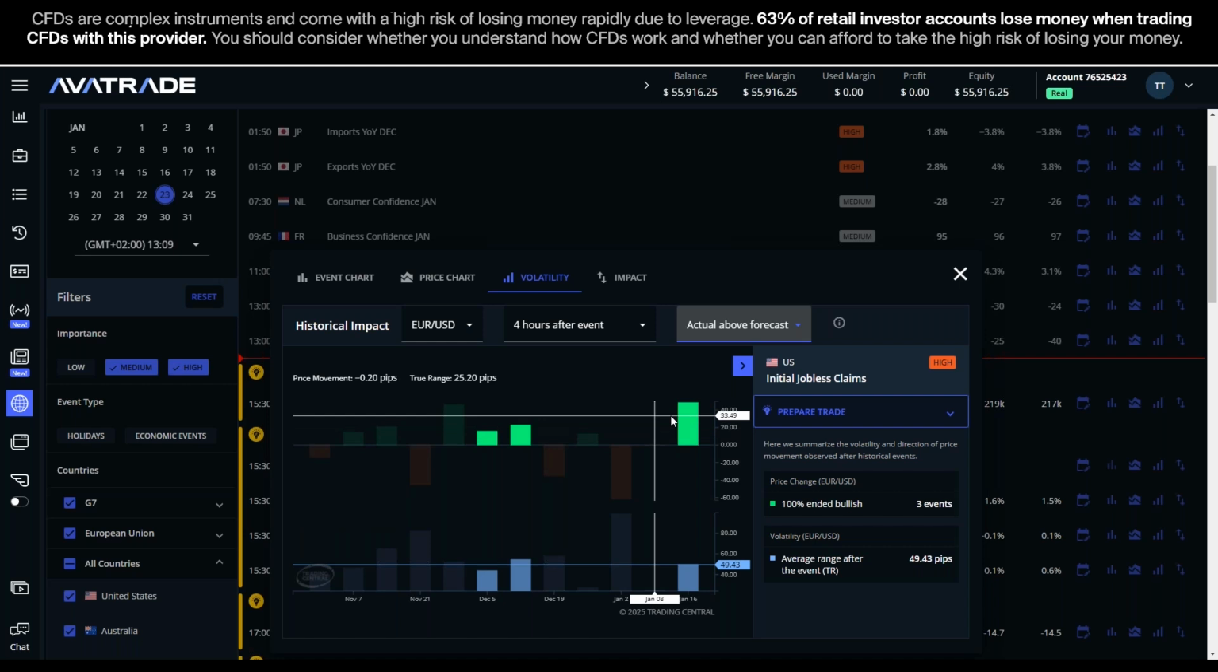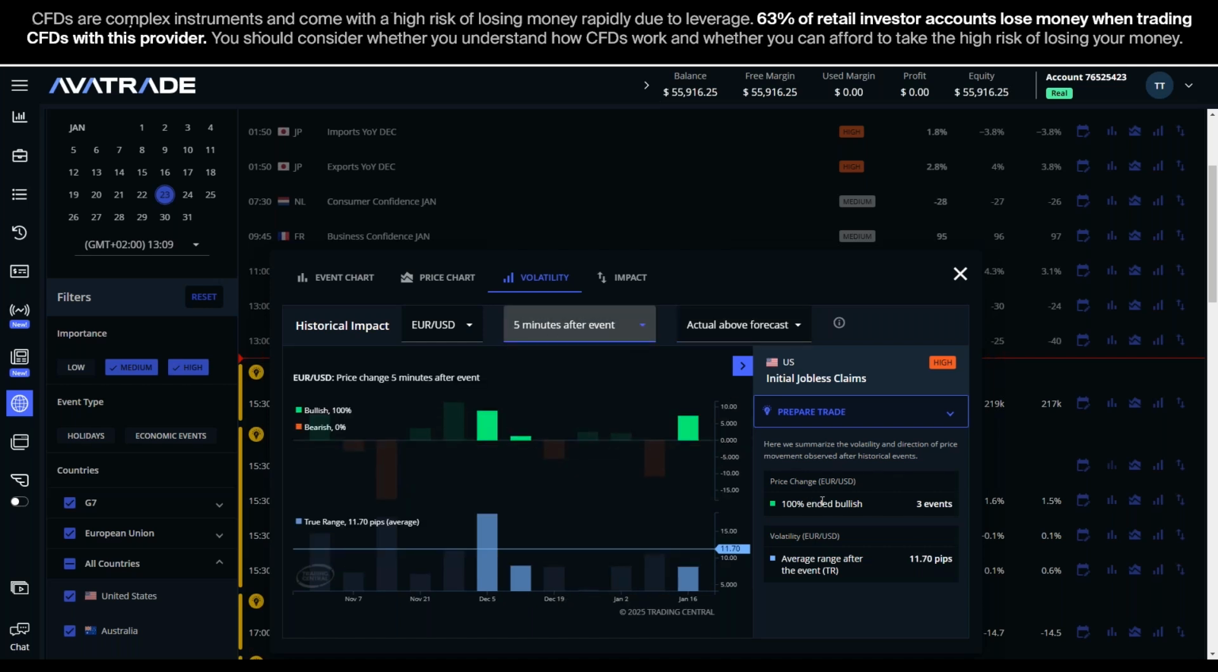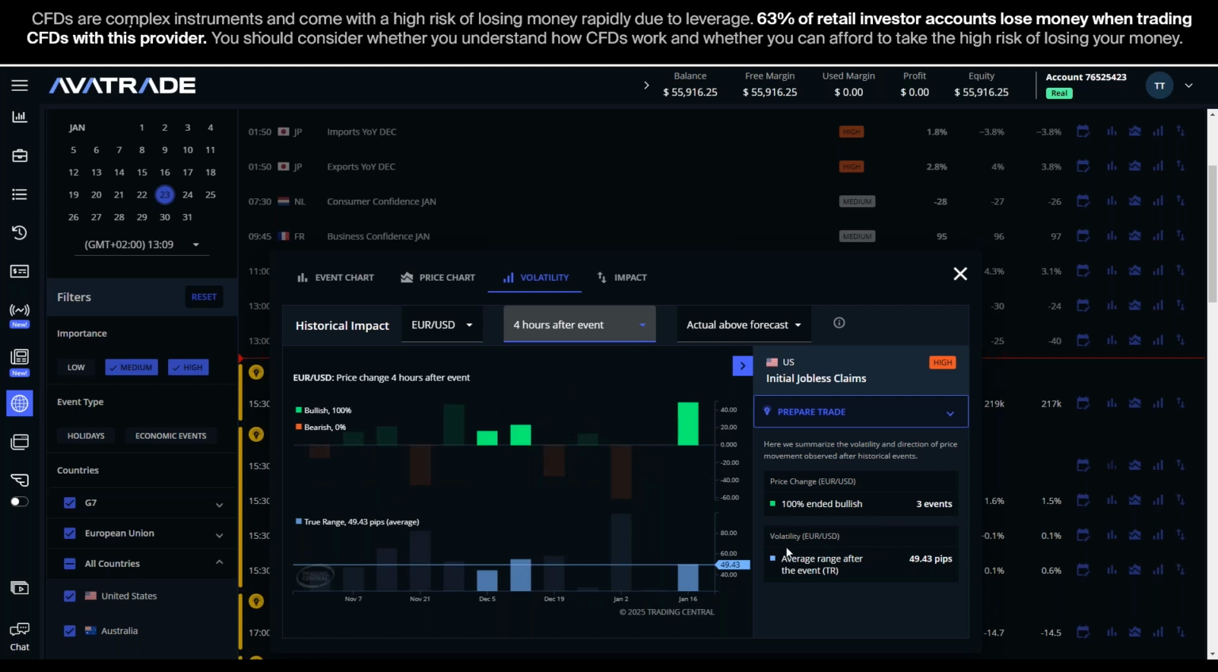So if these numbers come in today higher than expected, you might try and find an entry point in the first, let's say, 5 minutes. And in the first 5 minutes, it's gone up as well. The USD weakened pretty much immediately, but you see only a 11 pip range movement or so in the first 5 minutes. And it doesn't take 5 minutes to place a trade. But that just makes a point that in the first 5 minutes even, it's only gone 11 pips, 12 pips. But after 4 hours, the average range movement is nearly 50 pips. Again, with the euro strengthening against the USD when the numbers came in higher than expected.